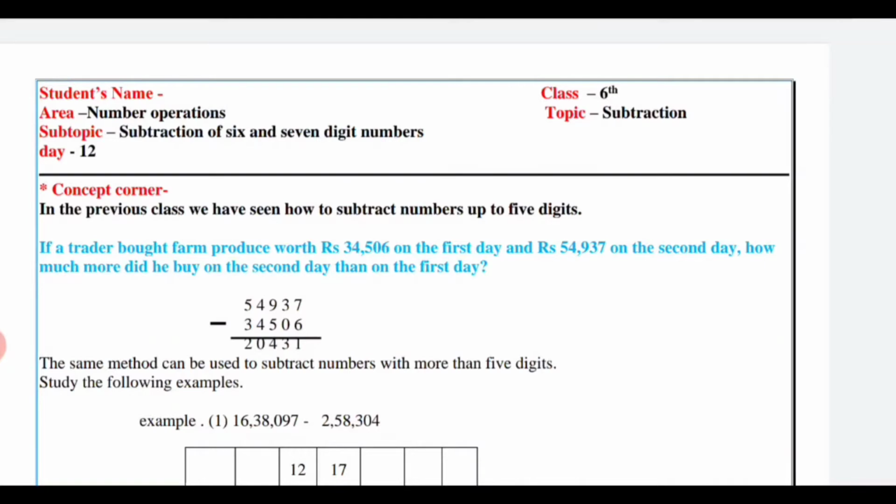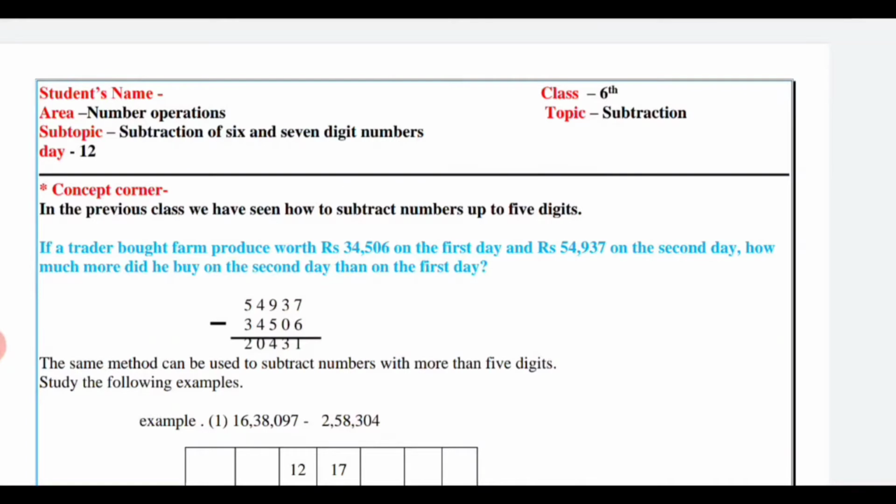In the previous class we have seen how to subtract numbers up to 5 digits. So here one example is given. If a trader bought farm produce worth rupees 34,506 on the first day and rupees 54,937 on the second day, how much more did he buy on the second day than on the first day? How much more we have to find out.